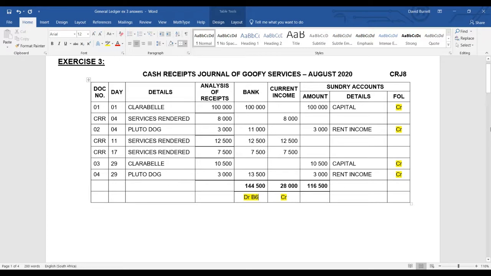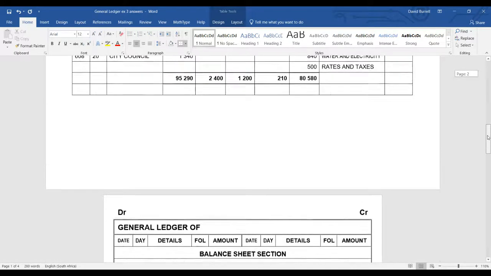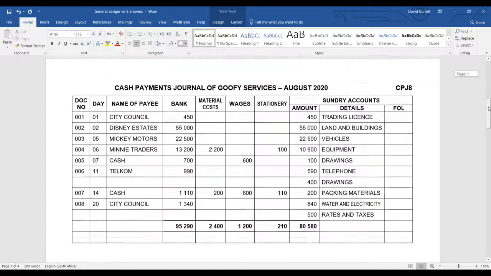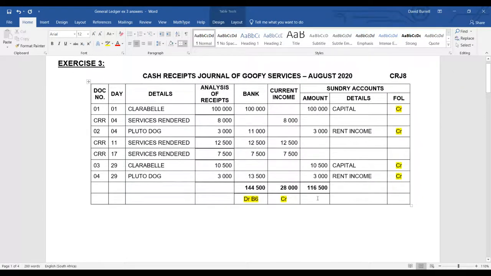Current income, we are crediting that. Let's go and have a look at which account that is. There's current income, obviously in the nominal section because it's an income. It's account N1. So it's going to be a credit to N1.